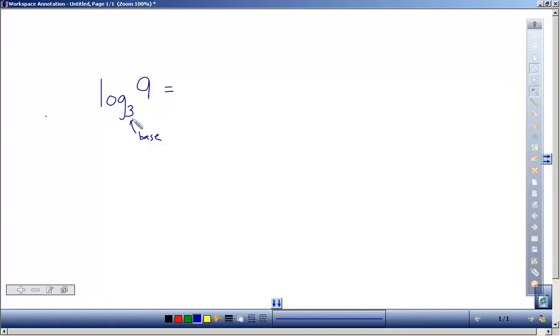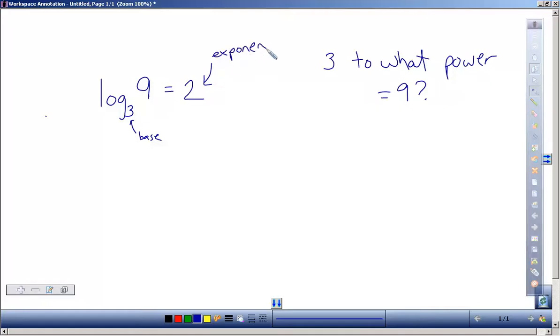When I read log base 3 of 9, it's asking me for the exponent of 3. 3 to what power equals 9? That is the question being asked of me right here. So when I'm asking for a log, I'm asking for an exponent. Well, 9 is 3 squared, so that would be equal to 2. The answer is itself the exponent. You are looking for the exponent. So 3 to the second power is equal to 9, and that's what we're looking for.